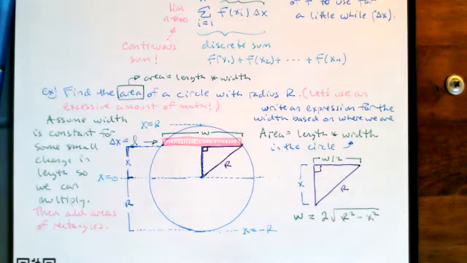Now I can write an expression for the area of that rectangular strip. It's going to be 2 square roots of r squared minus x squared. That's the width, multiplied by the length, which is some small change in x, so delta x. Now we just need to integrate that over all the values of x for which we have a strip.